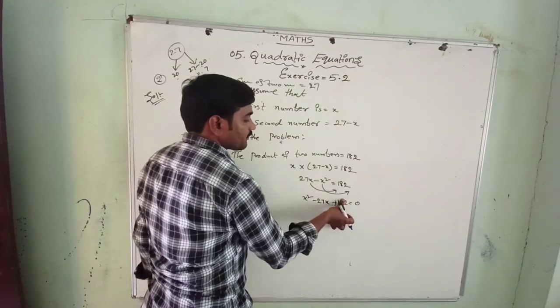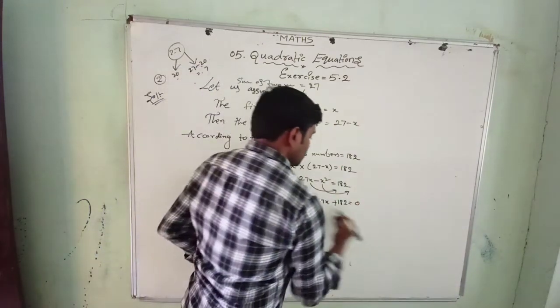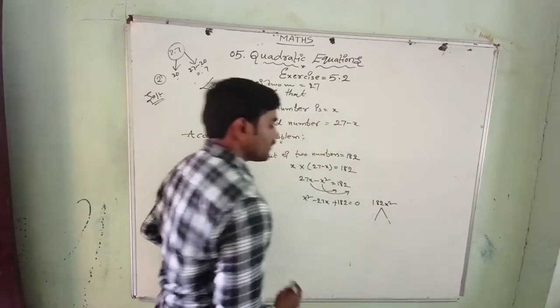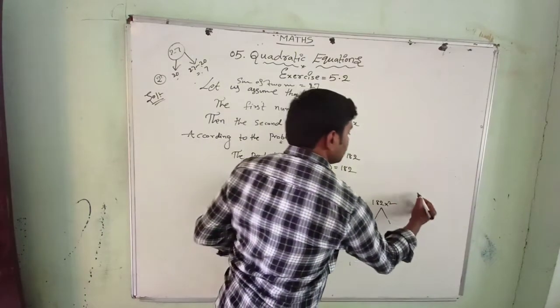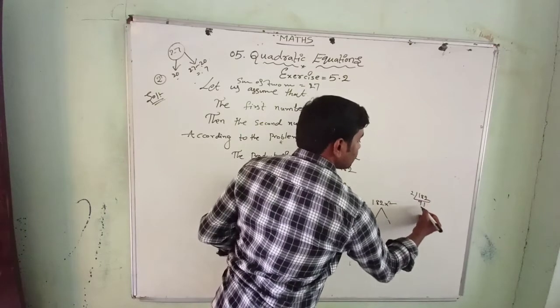Yes. Now we go for the splitting of the terms. Here x square into 182, that is 182 x square. Now let us write the 182. How we can write the 182? Let us factorize it. 2 9s are 18 and 1s are.